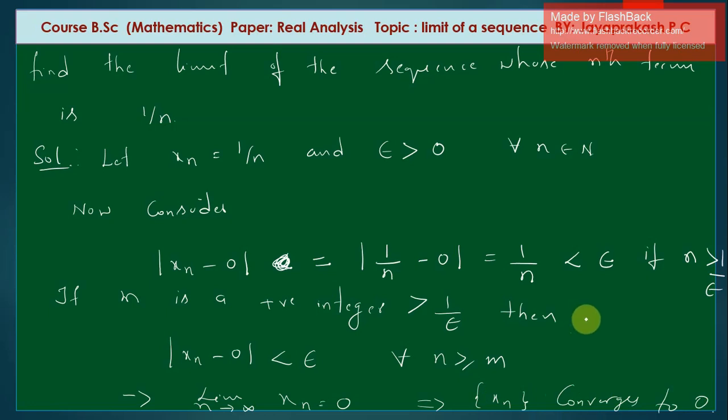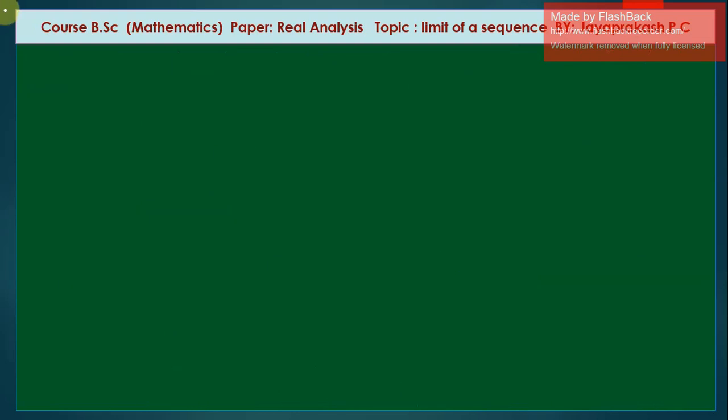We found the limit of the sequence whose nth term is 1 by n by using the definition of the limit of a sequence. This is a type 1 example. Let us take another type of example, the second one.